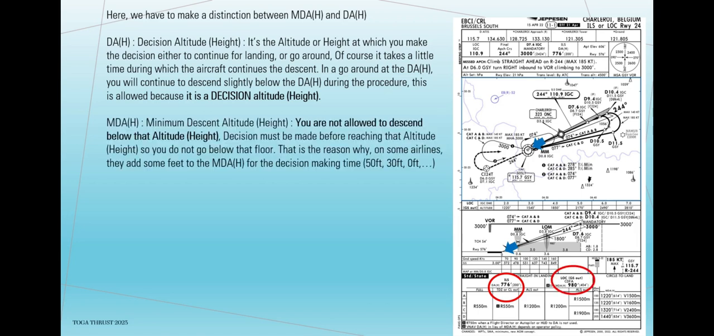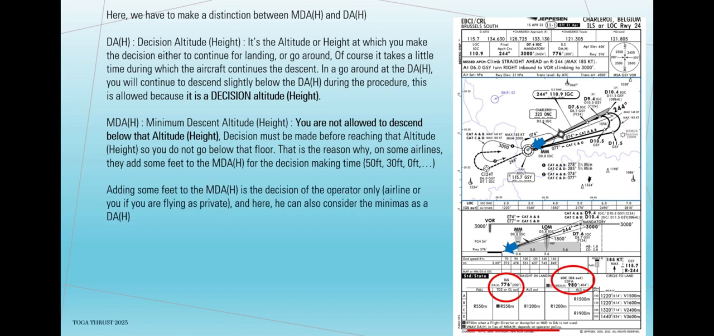MDA,H, minimum descent altitude, height: you are not allowed to descend below that altitude, height. Decision must be made before reaching that altitude, height, so you do not go below that floor. That is the reason why, on some airlines, they add some feet to the MDA,H for the decision-making time: 50 feet, 30 feet, 0 feet. Adding some feet to the MDA,H is the decision of the operator only, airline or you if you are flying as private, and here, he can also consider the minimas as a DA,H.